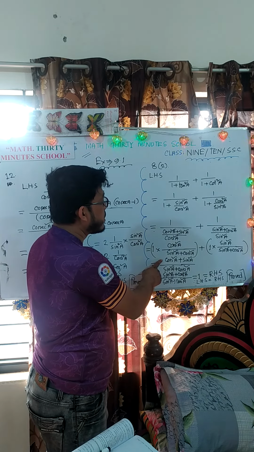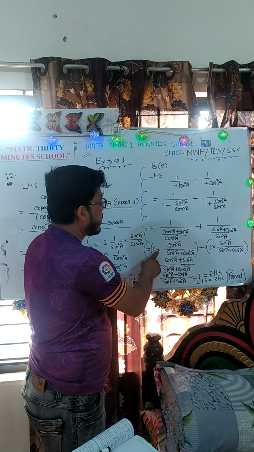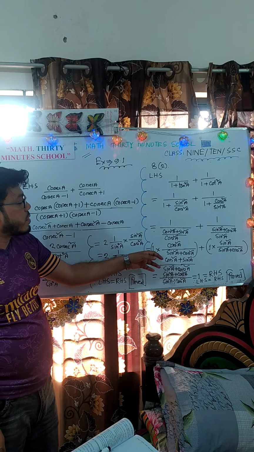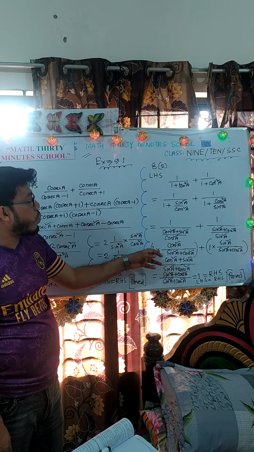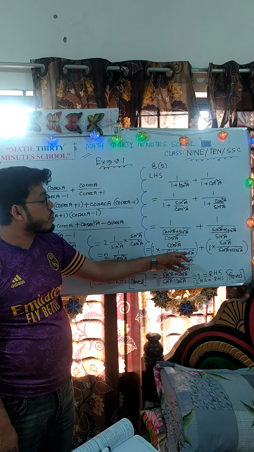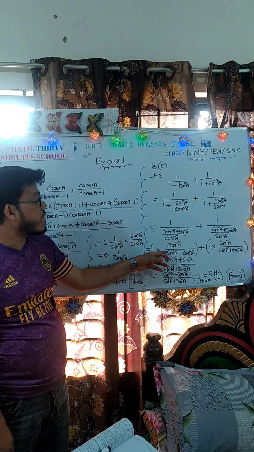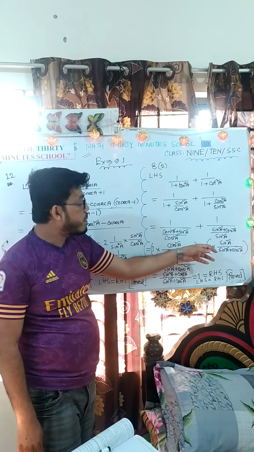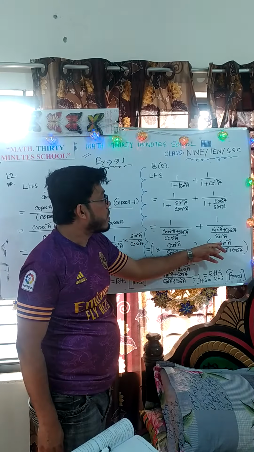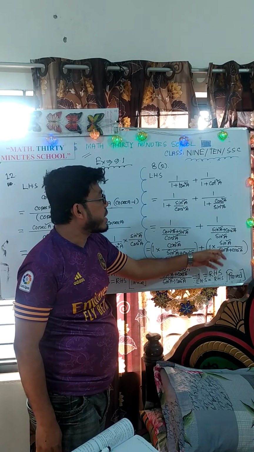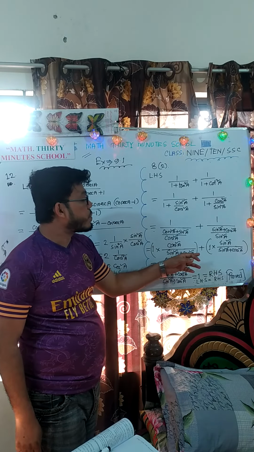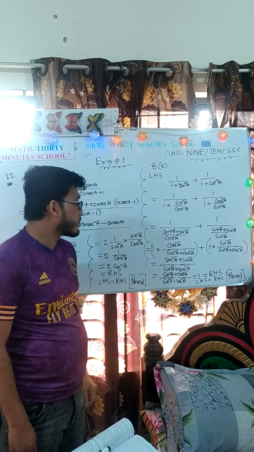Next we can add. It is very easy to understand. Multiplying 1 with cos square A by sin square A plus cos square A equals cos square A by sin square A plus cos square A. Similarly, multiplying 1 with sin square A by sin square A plus cos square A equals sin square A by sin square A plus cos square A.